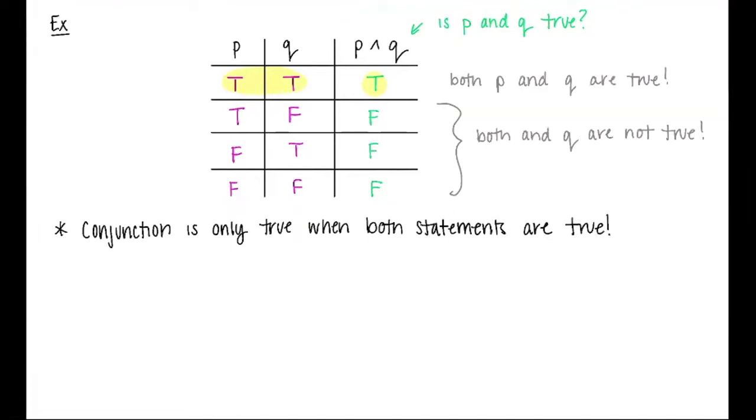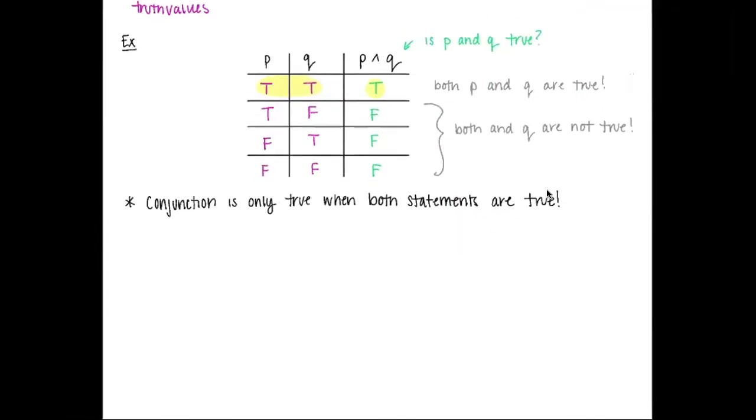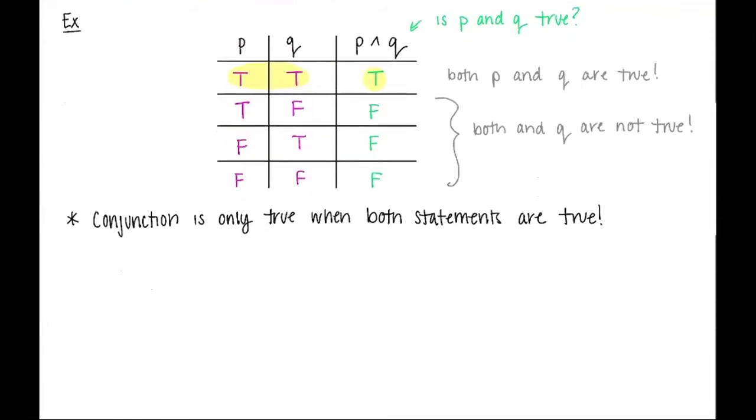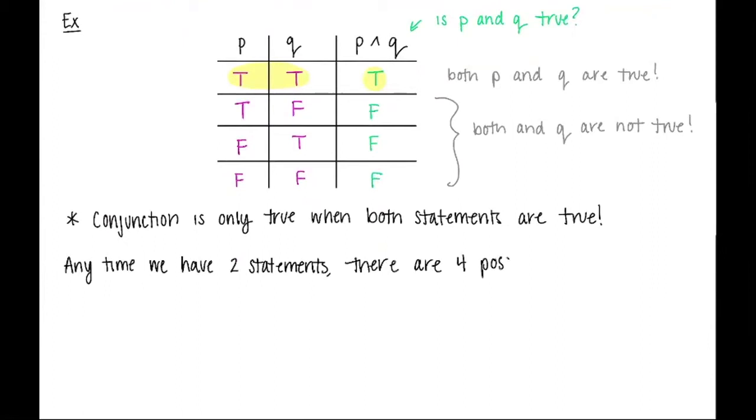Okay. So this is a little hard to wrap your brain around. I totally understand that it can be quite confusing to start out. You're going to notice most of these are going to be similar in the setup. But anytime we have two statements, there are 4 possibilities, or 4 possible combinations for their truth values.